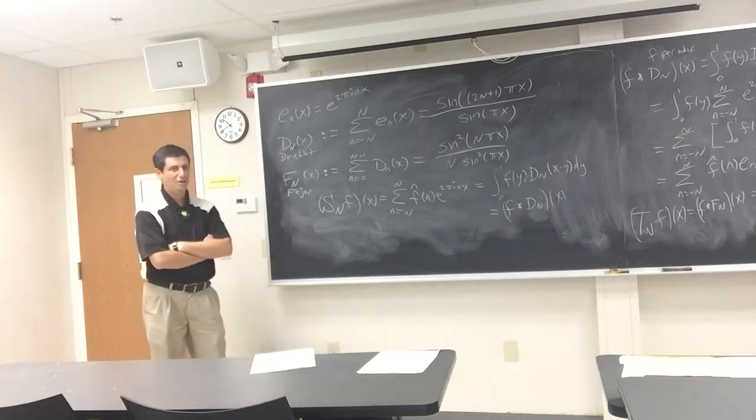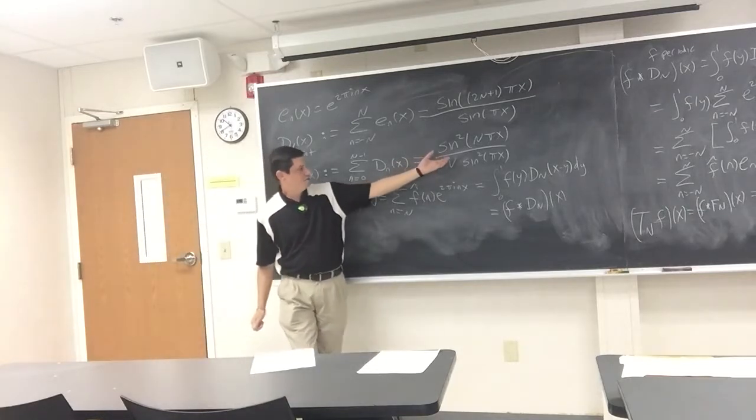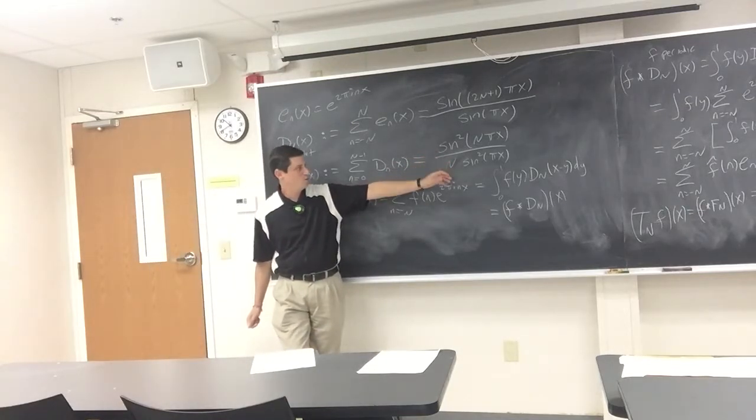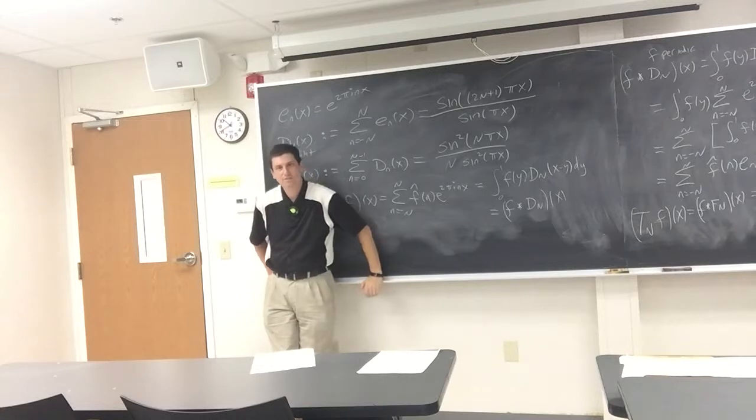The Fejer is definitely non-negative. Okay, good. We've got squares and an n. Good. This is non-negative. What about sine over sine? Could that be negative?